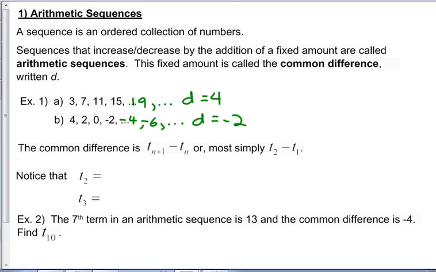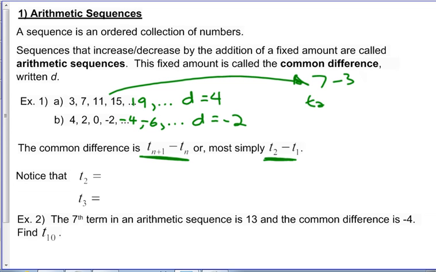Generally, the common difference is t(n+1), so the (n+1)th term minus the nth term. But the easiest way to conceptualize that is as the second term minus the first term. So if I use this, say, in the first sequence we had, the second term was 7, the first term was 3, and guess what it gave us? It gave us 4, the common difference. If we weren't sure, we could just subtract those two terms. And in an arithmetic sequence, the difference between any two successive terms is going to be the same.